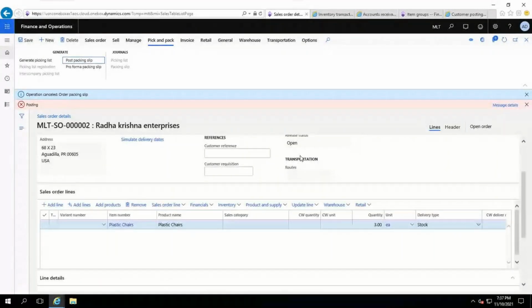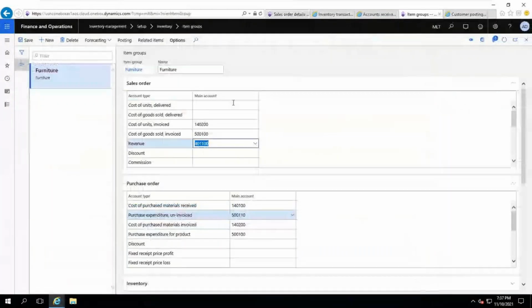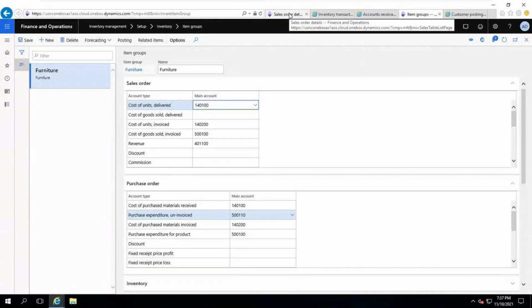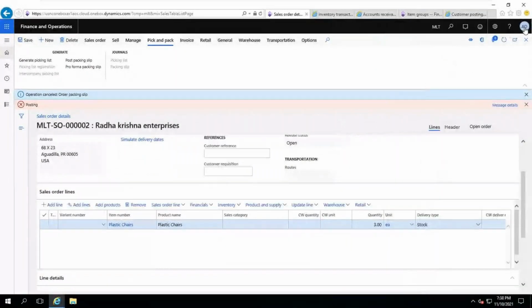So what is the error message? Cost of units delivered does not exist. That is the temporary inventory account which does not exist. It is throwing an error message. Fine. Now I have mapped cost of units delivered. Now let me try to post one more time and let me get another error message.